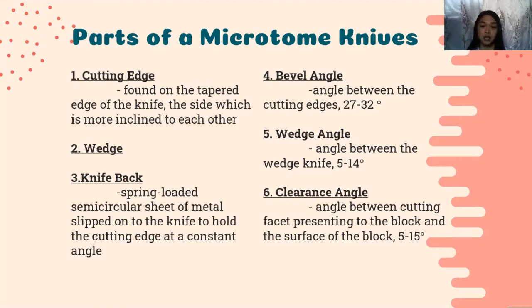Next, the clearance angle. This is the angle formed between the cutting facet presenting to the block and the surface of the block. This is normally 5 to 15 degrees. If this angle is not achieved, the cutting edge will wedge or compress the block as the block slides under the knife. No sections will be obtained at all for 2 or 3 strokes. Then the block suddenly expands and very thick sections are obtained. Missed sections or alternately thick and thin sections are most commonly the result of neglecting to allow proper angle or clearance between the block surface and the cutting facet.